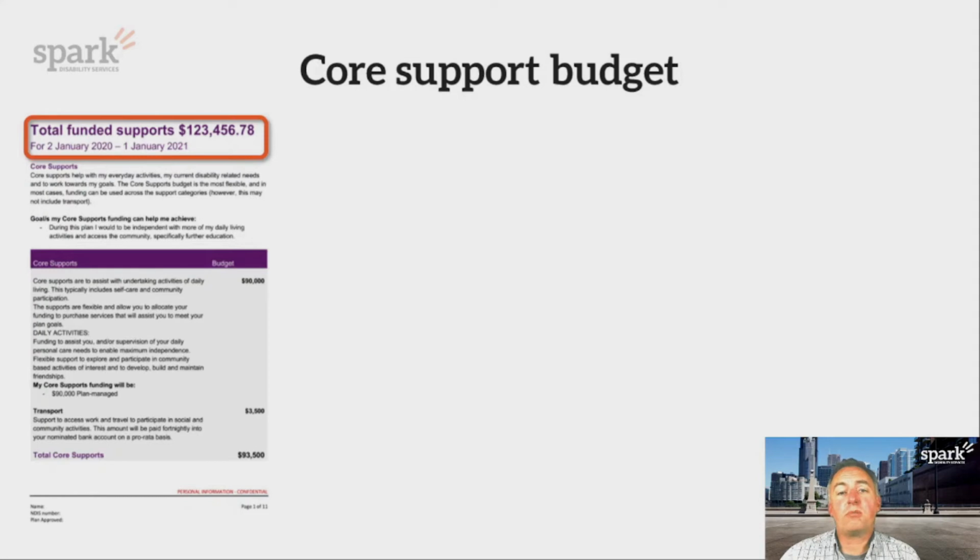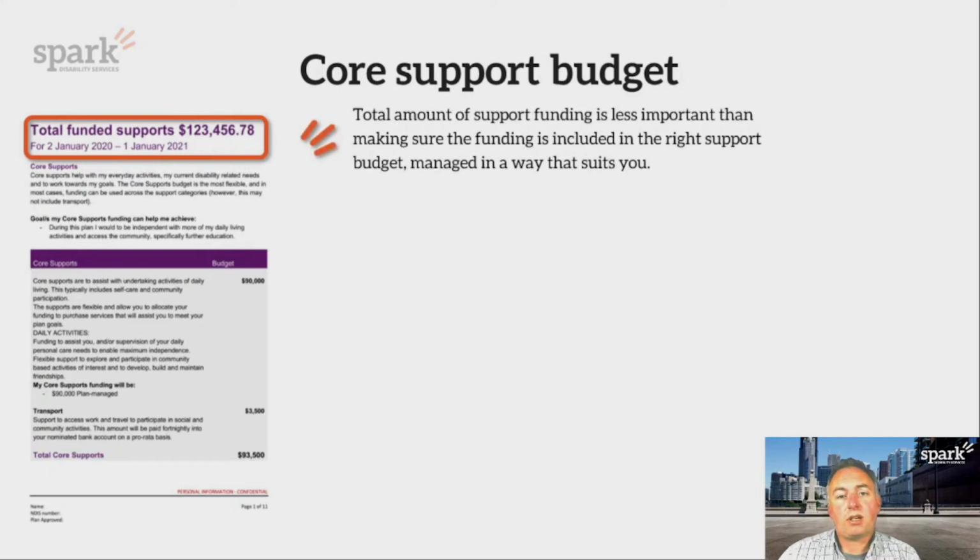However, even more important than the total funded supports is making sure that the funding has been included in the right place, in the correct support budget, and that it's managed in the right way to suit the person at the center of the plan. It's no good having a plan, for example, that might be $200,000 if all of that funding is in the capacity building budget, when what the person needs is support services that should be claimed from the core supports.